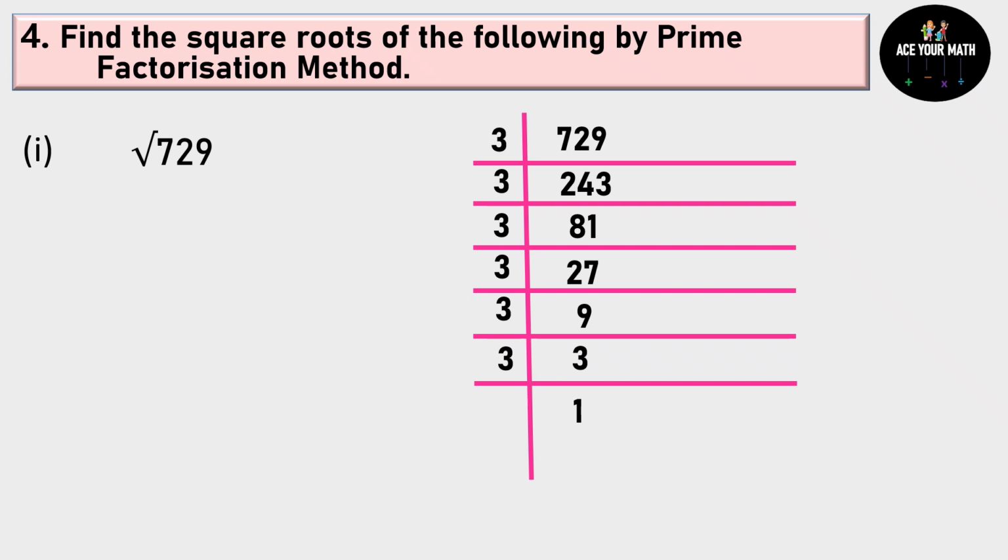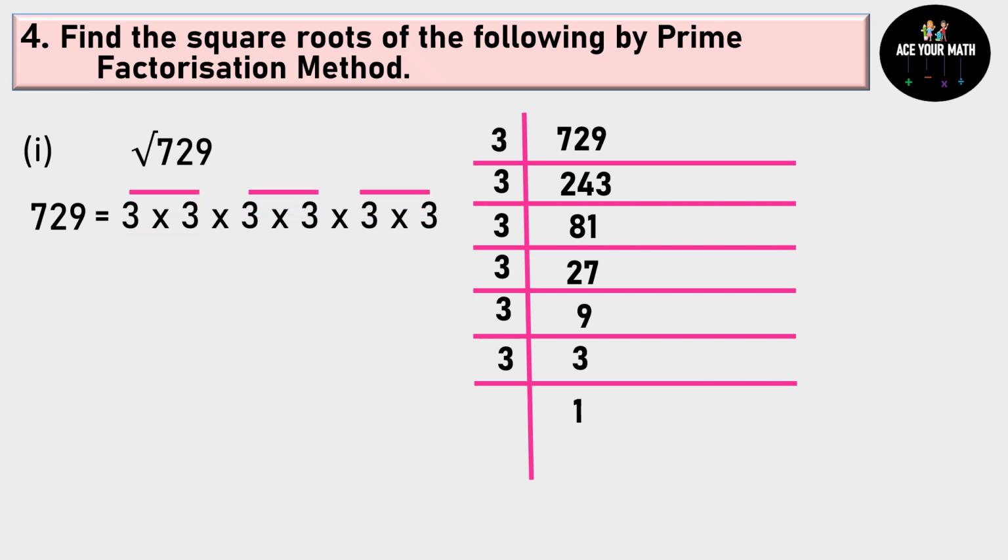Now you can write 729 as the product of all these factors. So write them in product form. All threes you will write in this form. Now the next step is pairing. Why are we doing pairing? Because you are finding the square root. In the square root you form pairs of similar factors. So 3 and 3 form a pair, then 3 and 3 form a pair, and the next 3 and 3 form another pair. So we formed 3 pairs here. So you can write 729 as 3 square, multiplied by 3 square, and again 3 square.